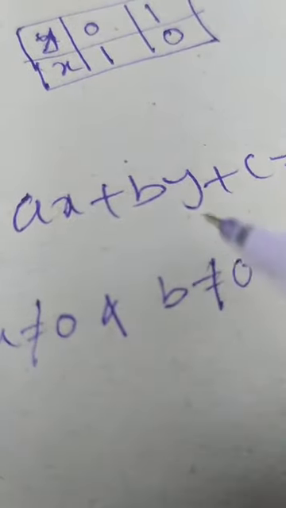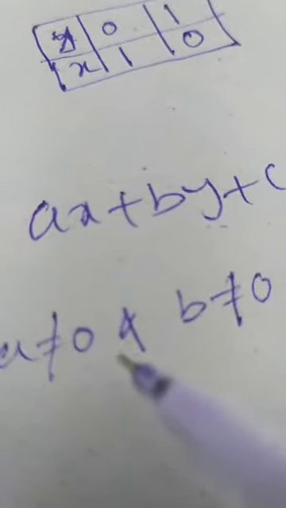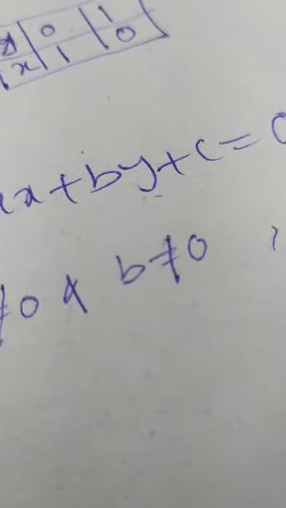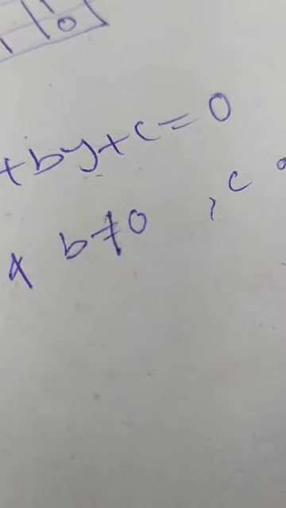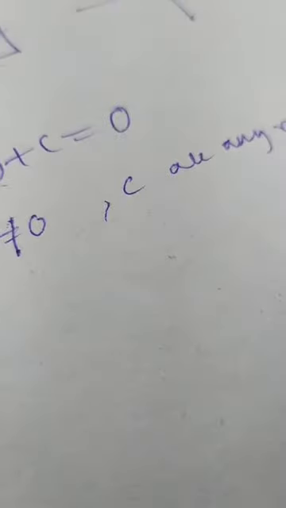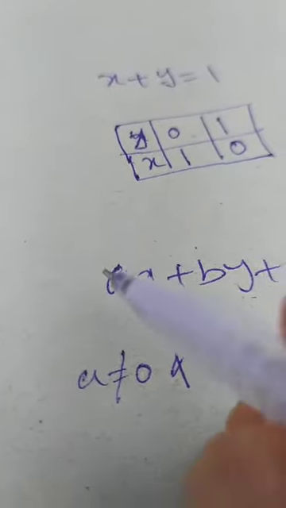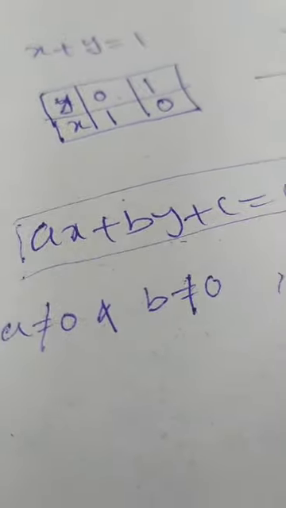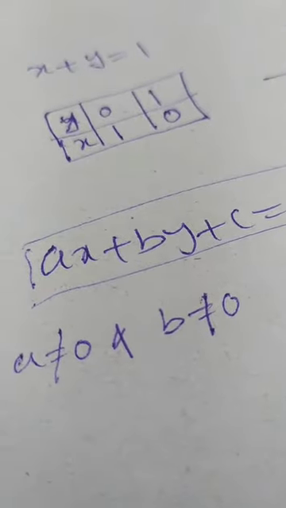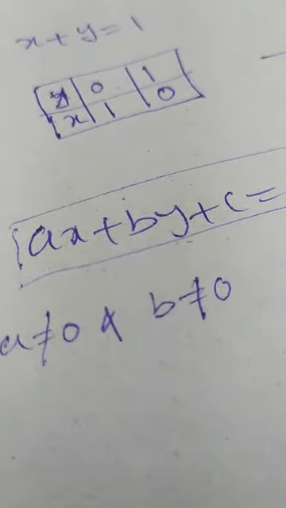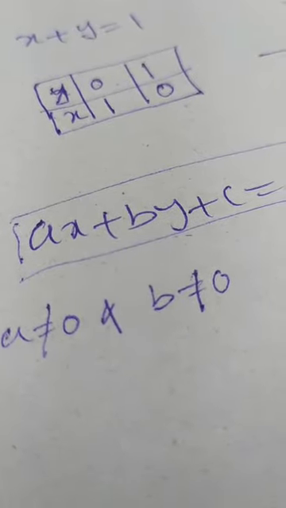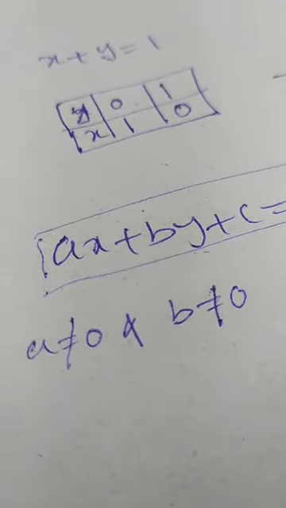So the linear equation in two variables can be expressed as ax plus by plus c equals 0, where a is non-zero, b is non-zero, and c is a constant, or any real number. A, b, c are real numbers, and a and b should not be equal to 0. Then only the linear equation in two variables is represented in this form, ax plus by plus c. An equation should contain two variables, x and y. Then only it is said to be a linear equation in two variables.